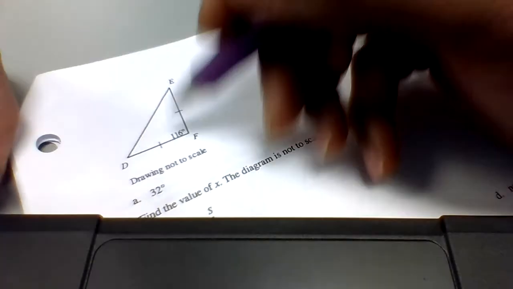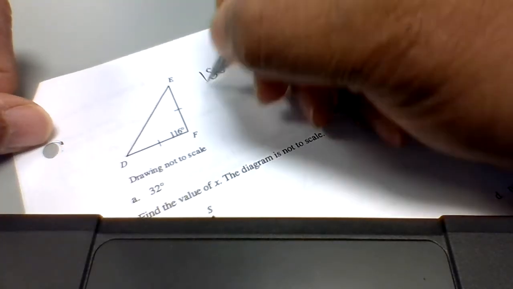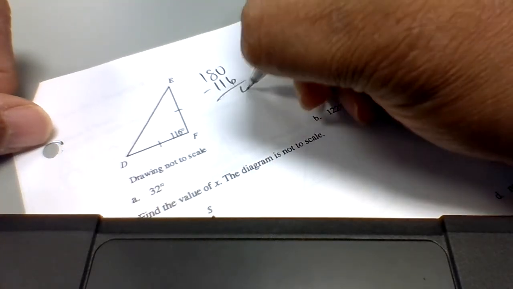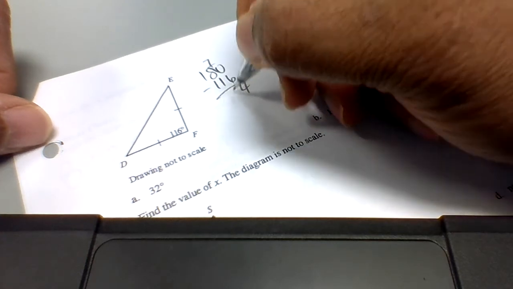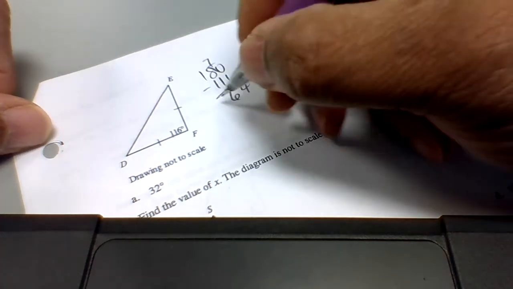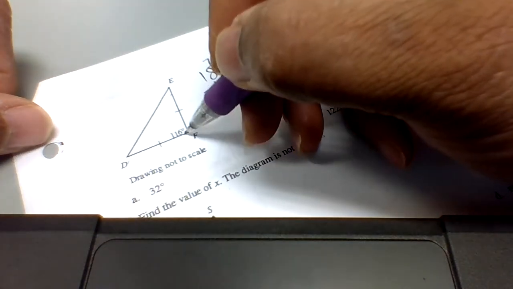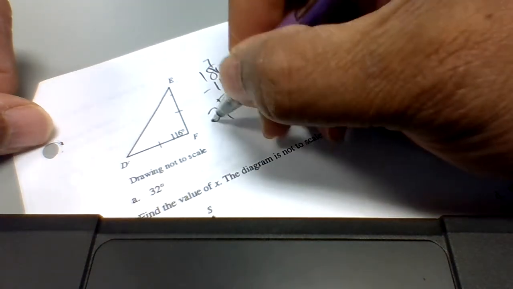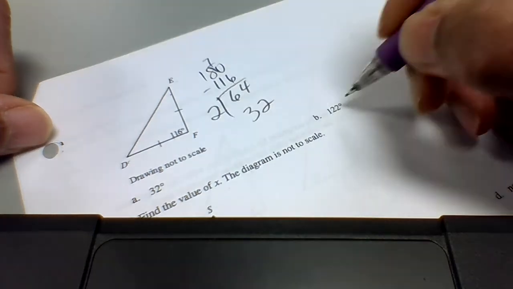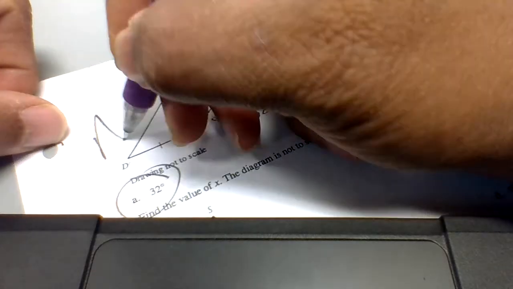All right, so if this is 116, 180 minus 116 is 64. Again, each one of these angles can't be 64, so I divide that by 2 and get 32. So A.